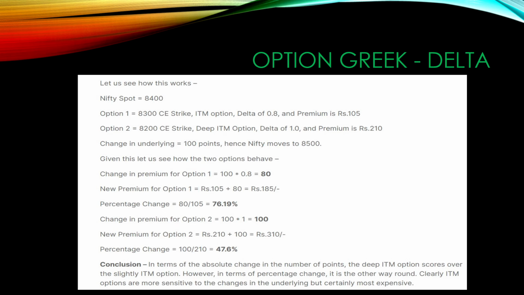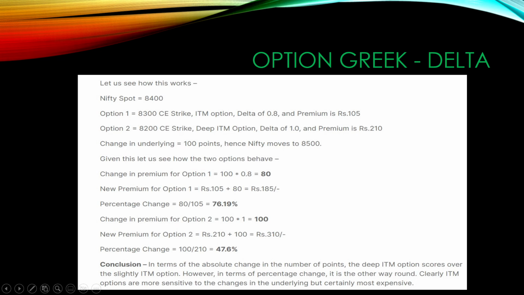Here there is a chart that shows a real example. Let's see how this works. Nifty spot 8400. Nifty is trading at 8400. Right now Nifty is 19500, but this is only an example. So Nifty is at 8400, and there are two option contracts. One is at 8300 strike price.